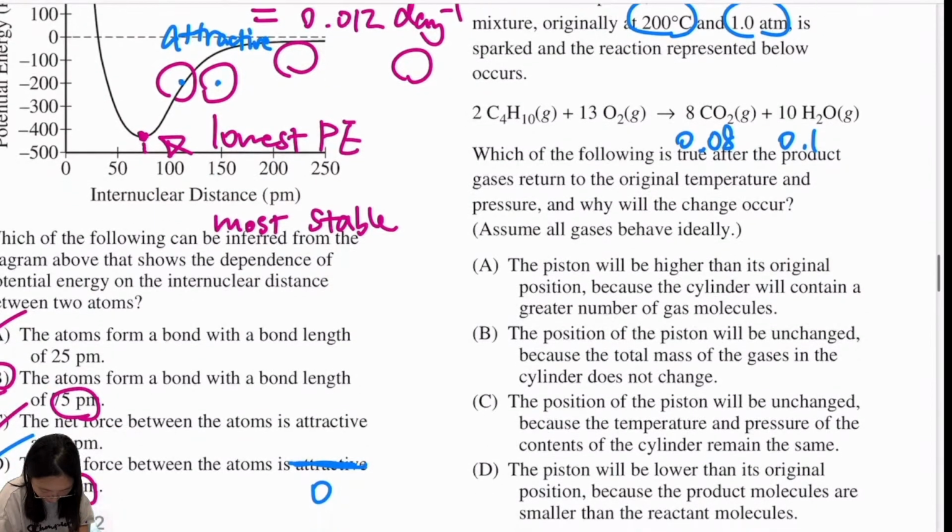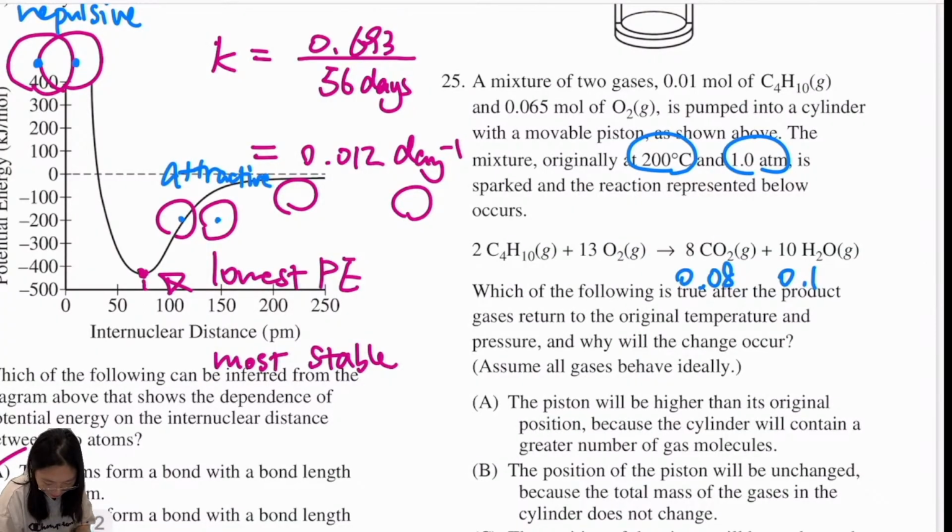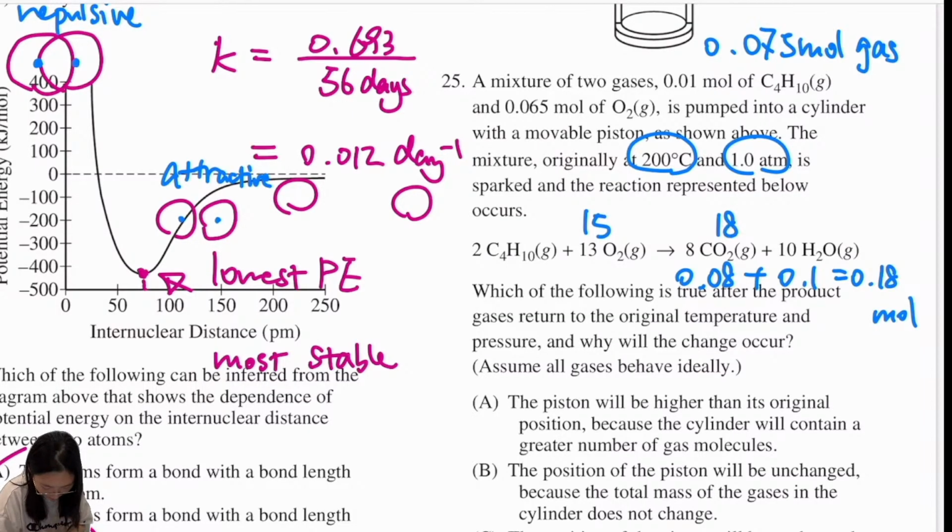Return to the original gas. What will the change be? Okay, so before the reaction, we have in total 0.075 moles of the gas, and after the reaction, we have a total of 0.18 moles of the gas. Wait, sorry, I think I did a calculation wrong. Oh, never mind, it should be 0.04 moles of the carbon dioxide after the reaction and 0.05 moles of the water vapor after the reaction. So it's 0.09 moles of the gas after the reaction.